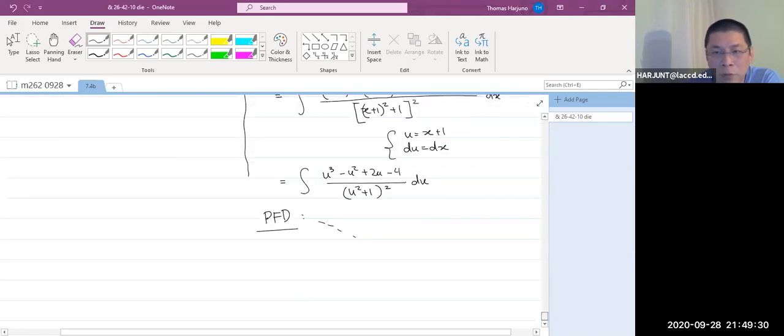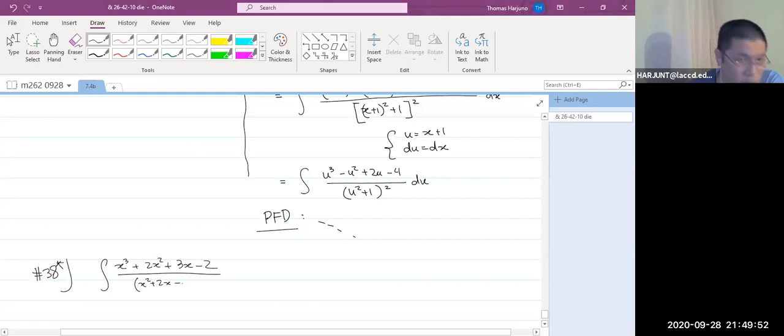Now let me offer you another way to look at that. I don't know if this will work though. Number 38, the second attempt. The integral of x cubed plus 2x squared plus 3x minus 2 over (x squared plus 2x plus 2) squared dx.